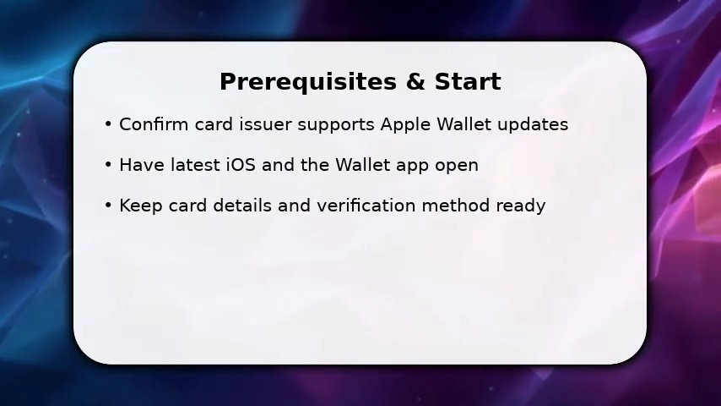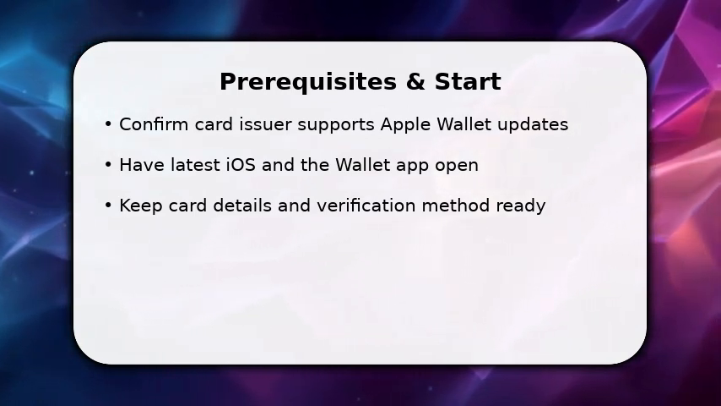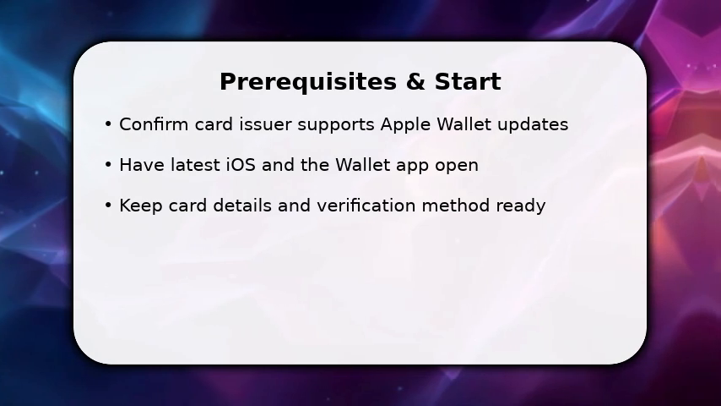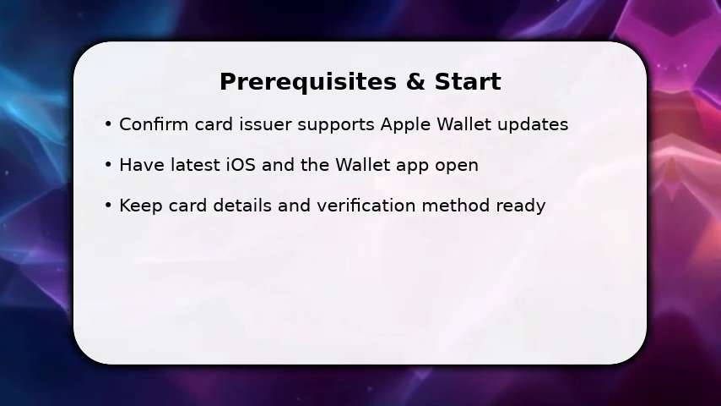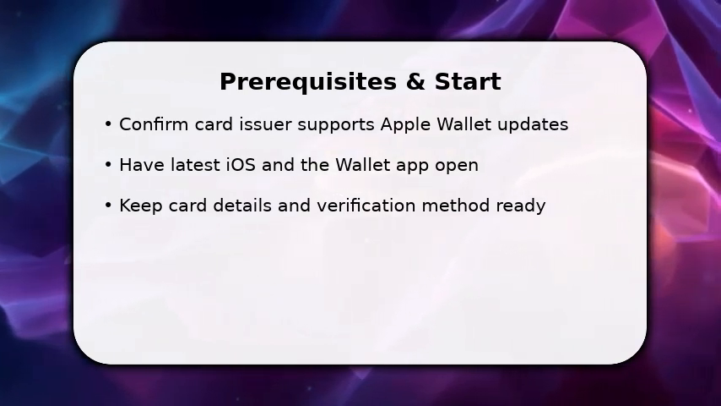You start by confirming the card supports dynamic updates. Contact the issuer or check the wallet card details. Once confirmed, open Wallet and tap the card to view its settings. You'll need the latest iOS. Make sure updates are installed before proceeding.